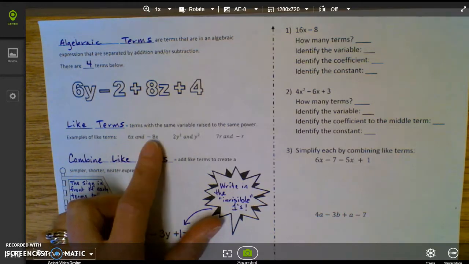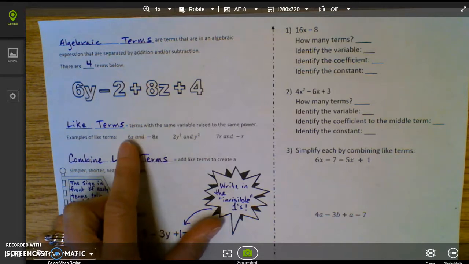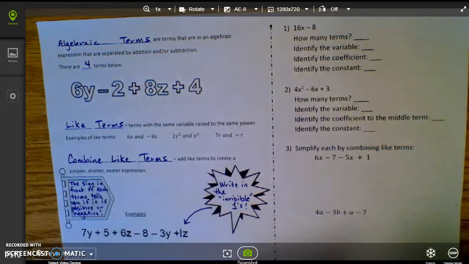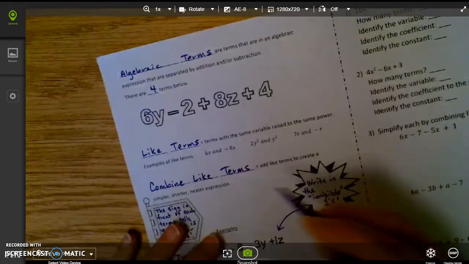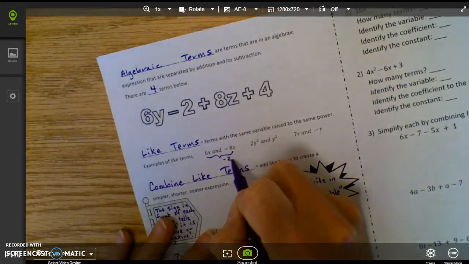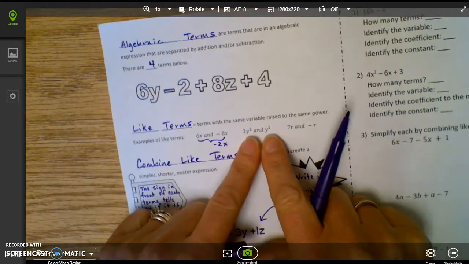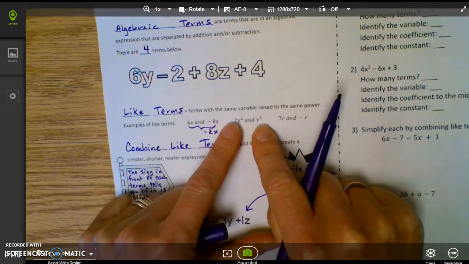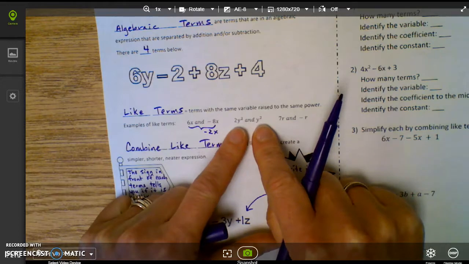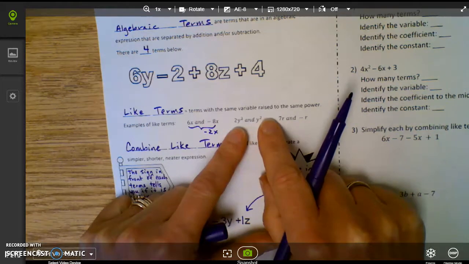We would be able to combine these together because 6x plus negative 8x would make negative 2x's. So you can show that if you like. This is an example of like terms over here as well. We have two y squareds, okay, and we have another y squared over here.